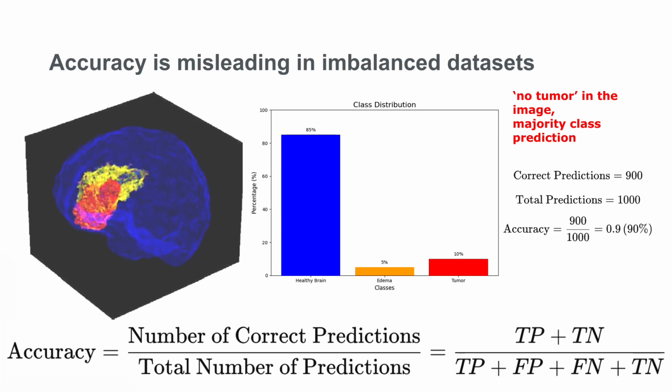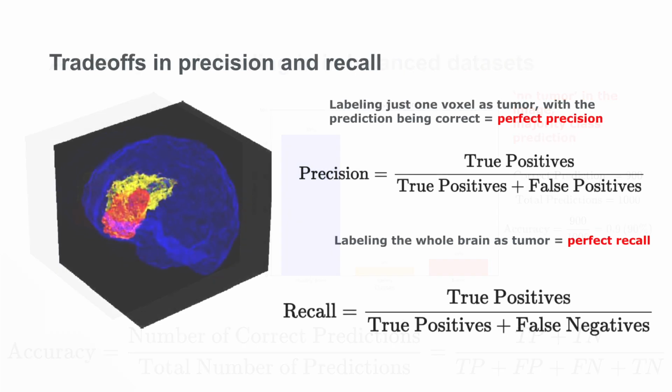In cases like this, we use other metrics that are focused not only on the hits, meaning not only true positives plus true negatives like what we have in accuracy, but they're going to focus more on the individual classes. So we're going to have a positive class for tumor that is going to be evaluated separately than the positive class for edema and the positive class for healthy brain. And let's understand these two metrics, precision and recall.